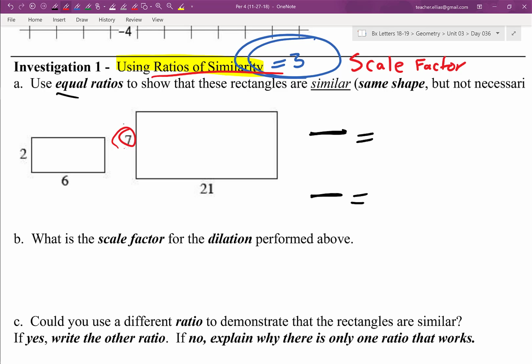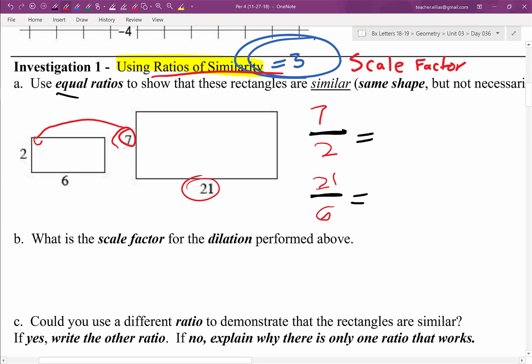2. All right, so this would be fraction 1: 7 over 2. Now what is this 21? Where did it come from? 6. So it's 21 over 6. Now simplify the fractions. You show me. You simplify it. You show me.